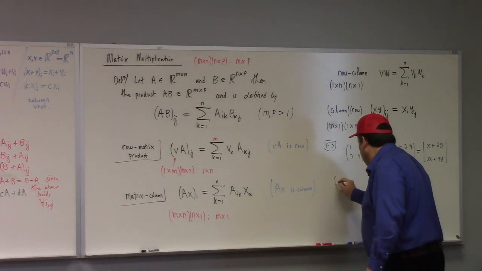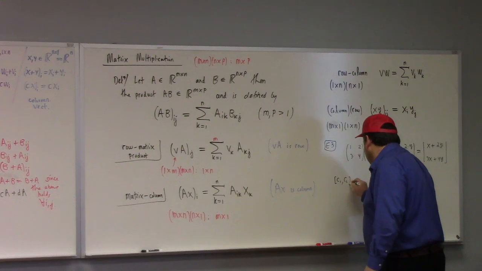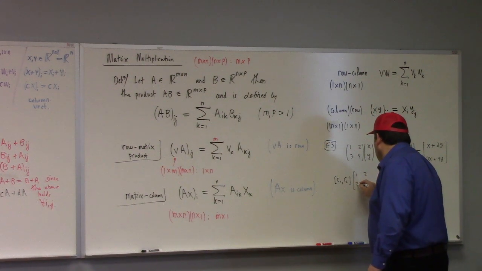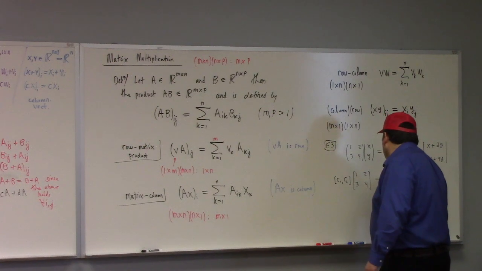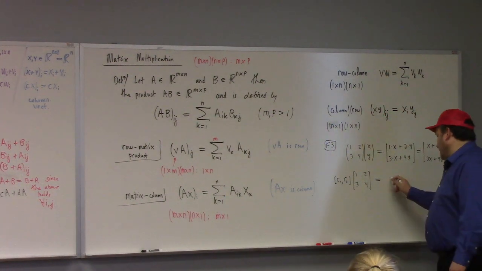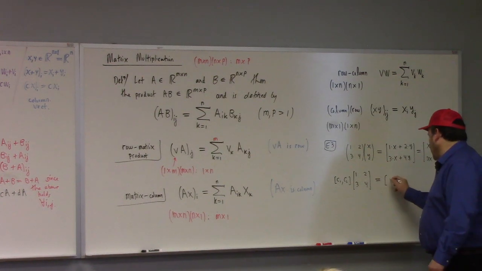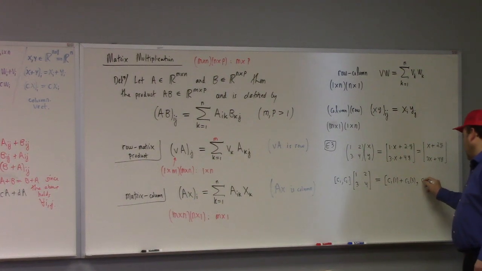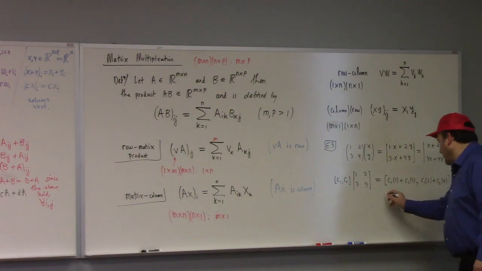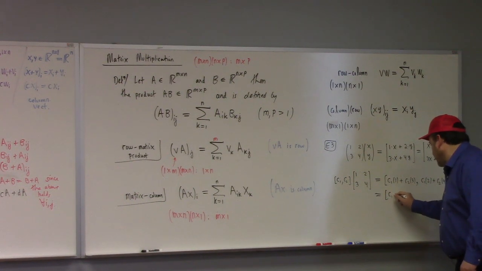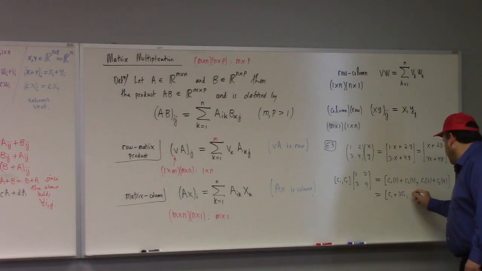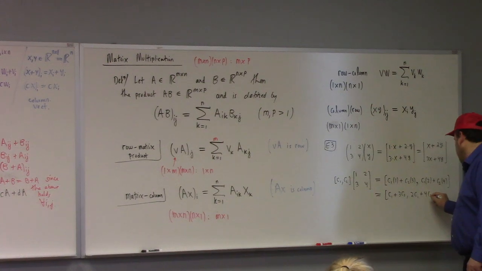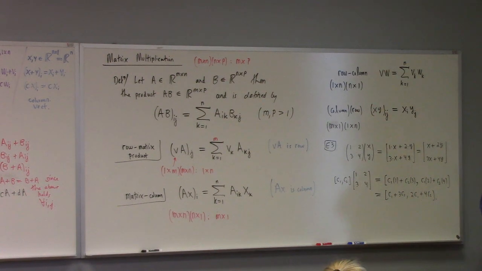On the other hand, if I had the row (c1, c2), like this, times that same matrix, 1, 2, 3, 4, the way it works is I get another row vector. I get c1 times 1 plus c2 times 3, comma, c1 times 2 plus c2 times 4. I'll rewrite that once more: c1 plus 3c2, 2c1 plus 4c2. This is how we do a row times a matrix.